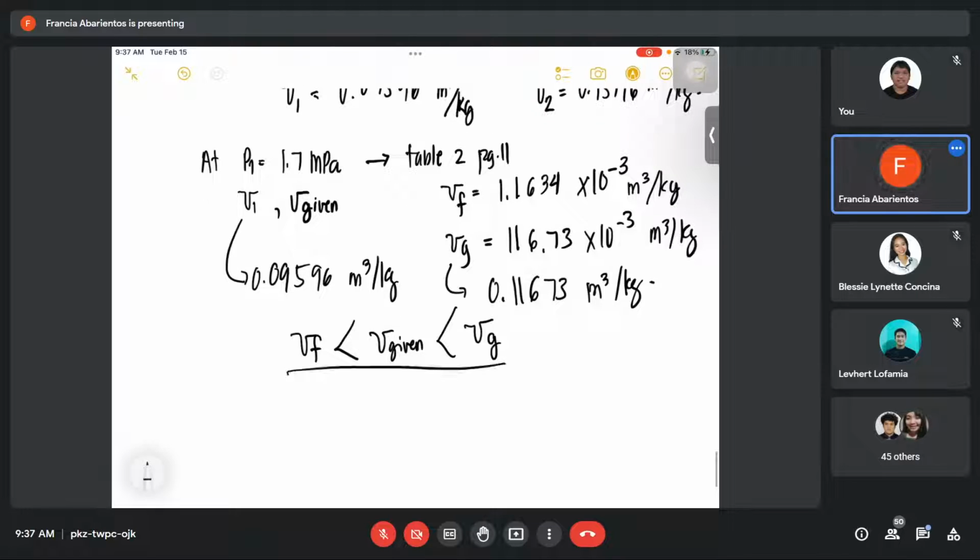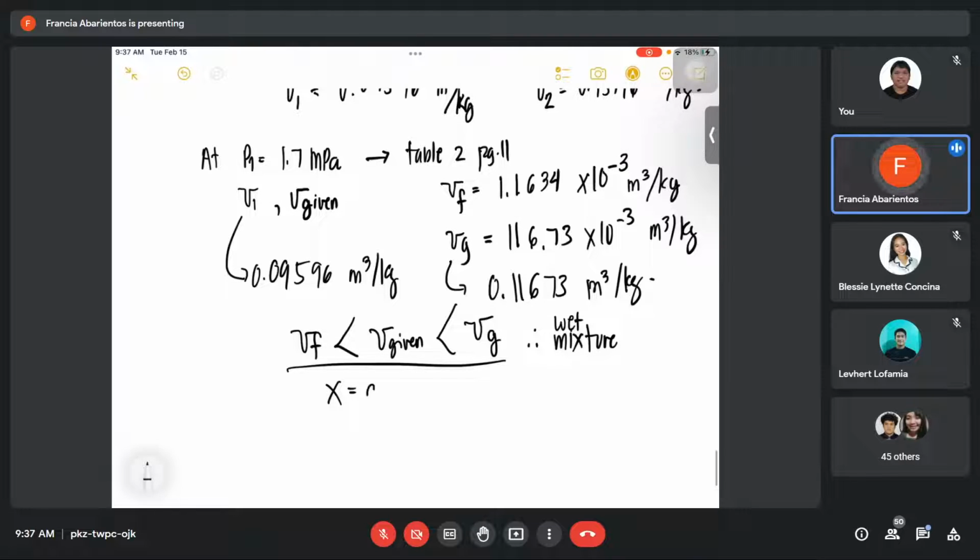When it is like this, class, it means it is a mixture. It falls in the wet mixture. Okay. So, in finding the different properties, the specific volume at point 1 is given. So, what will we do now? Once we have a wet mixture, automatically we look for the quality. Then we get the quality, still based on table 2, page 11.